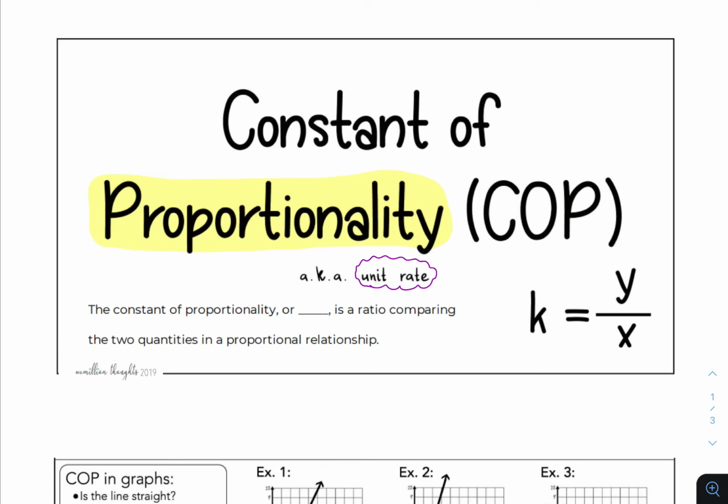Now the constant of proportionality, or K, we let the letter K represent our constant of proportionality. C was already taken, and you'll see that when we get into our circles unit. So it's K. It is a ratio comparing two quantities in a proportional relationship. See, there it pops up again, proportional relationship. If you're not proportional, you cannot have a constant of proportionality. This is very similar to our scale factors. If the relationship is not proportional, you don't have a scale factor. So remember it that way.